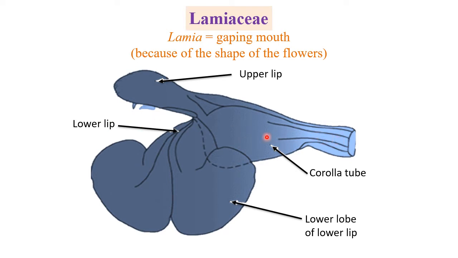This is a corolla lobe and this is the lower lobe of the lower lip. Now we will see the detailed characteristic features and Latin diagnosis of this family.